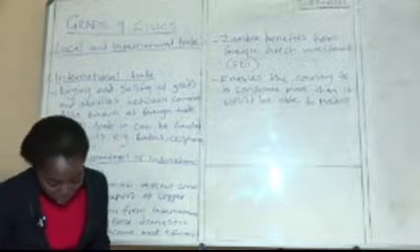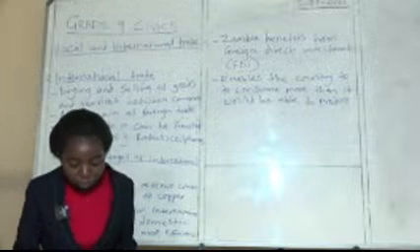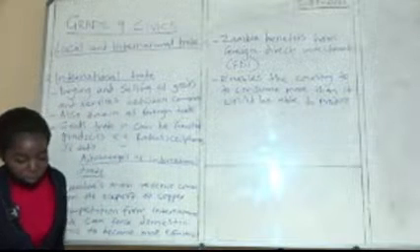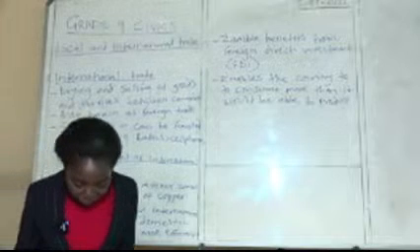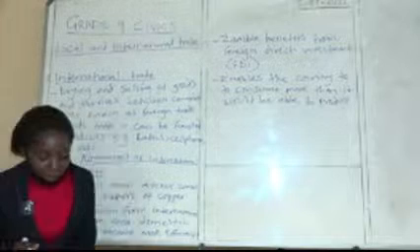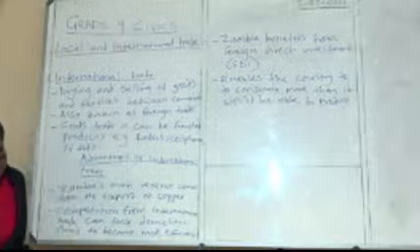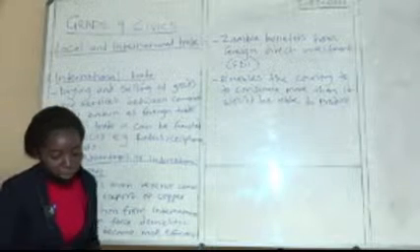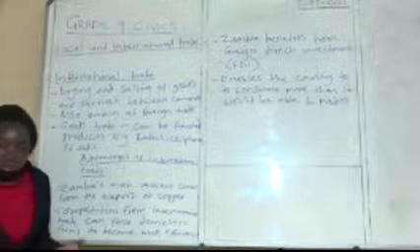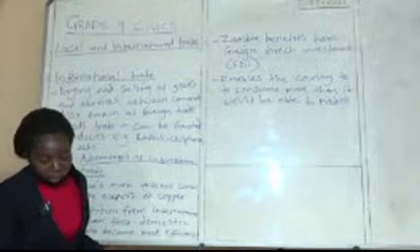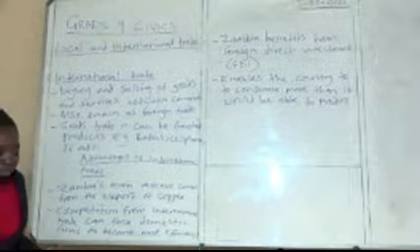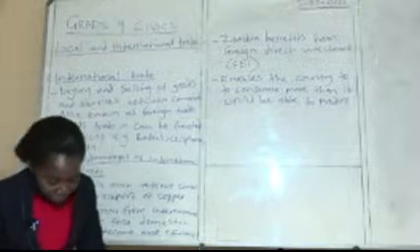The next one, we are saying international trade allows a wide range of goods from different countries. For example, Zambia imports cars from other countries.